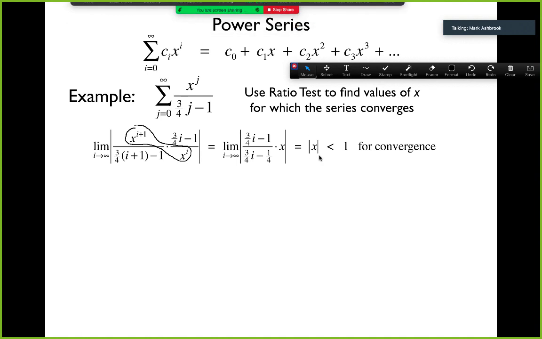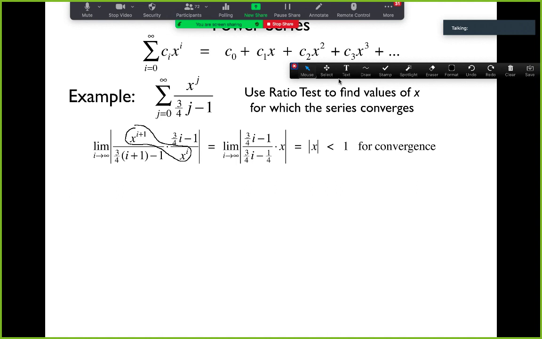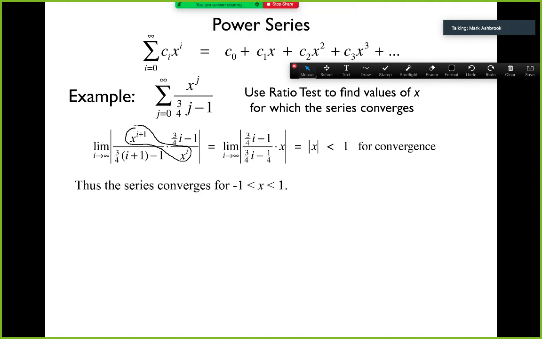So we don't want the absolute value. We want to get an actual interval for x here. Between -1 and 1, right. So thus the series converges for all x values between -1 and 1, because when x is between -1 and 1, our ratio test will give us a limit less than 1. What if x was -1? So if x was -1, what would the limit be?